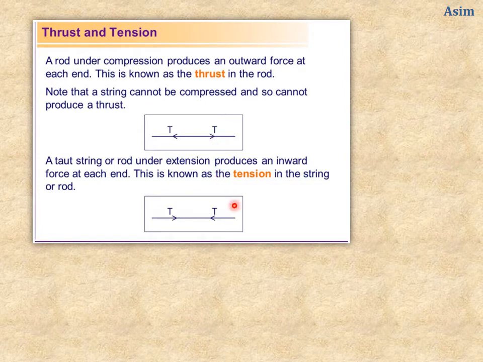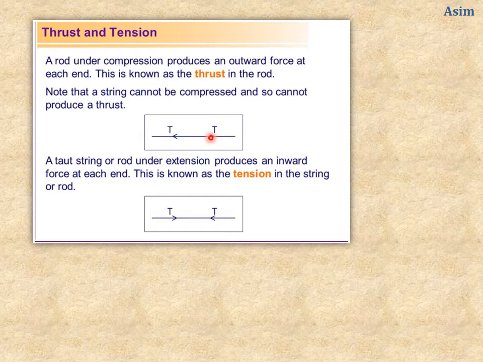However, if you take the same rod, hold it from the two ends, and this time you pull it away from the center, then the ends will experience a force towards the center. This is called tension. Tension, the forces will always direct towards each other. Thrust, the forces will always direct away from each other.